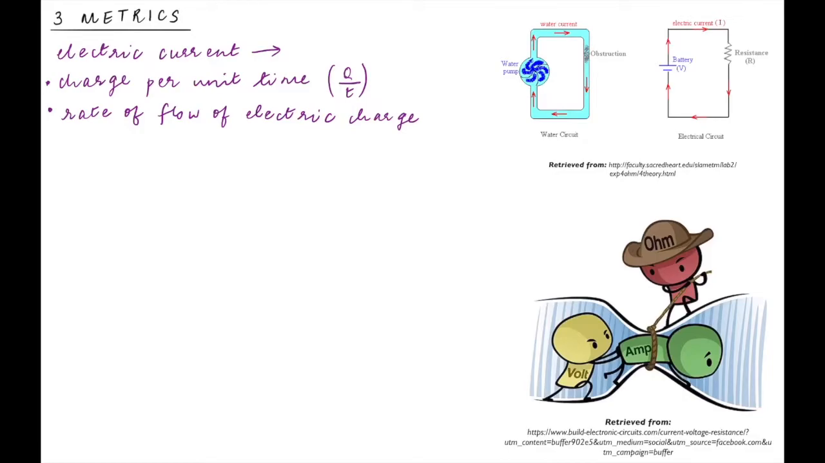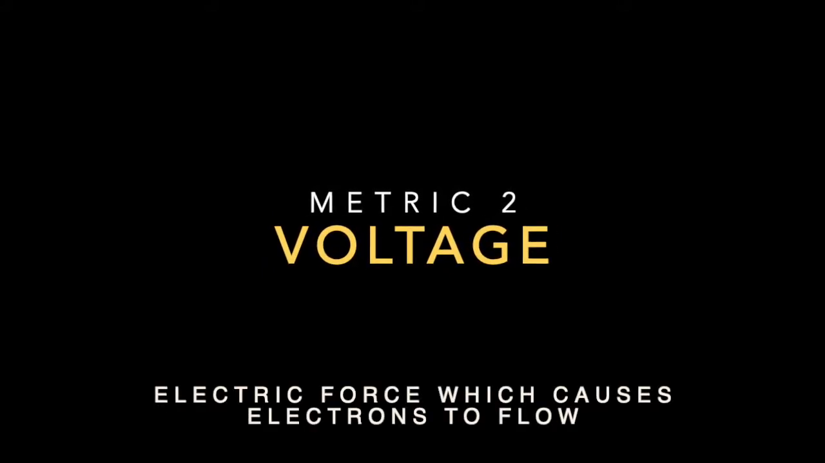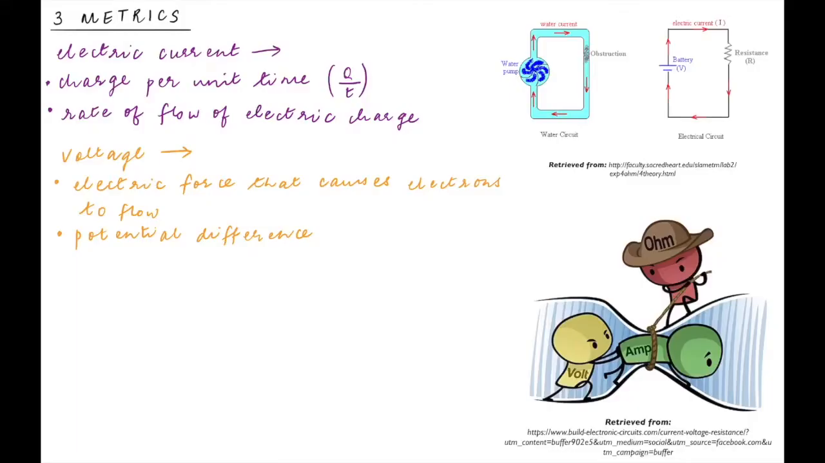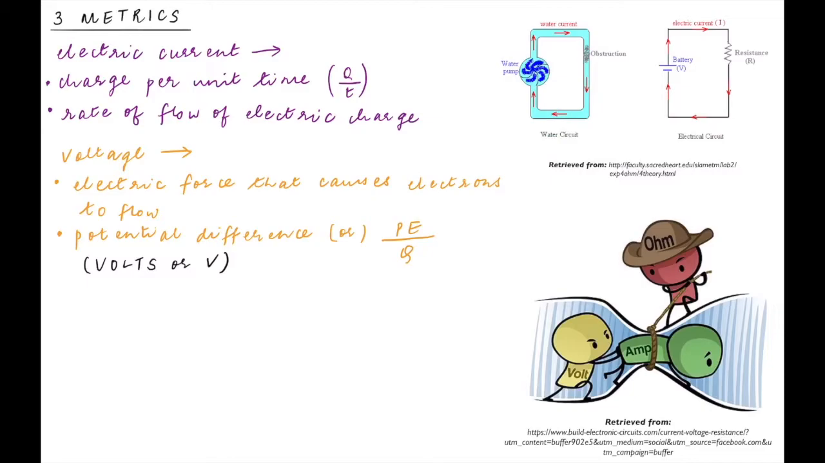The next metric is voltage, which is the name for the electric force that causes electrons to flow. It's the measure of potential difference between 2 points in a circuit. Voltage may come from a battery or, for example, something larger like a power plant. It can also be defined as potential energy per unit charge. It is measured in volts, which is often shortened to V in circuit schematic diagrams, and volts are named after Italian scientist Alessandro Volta.